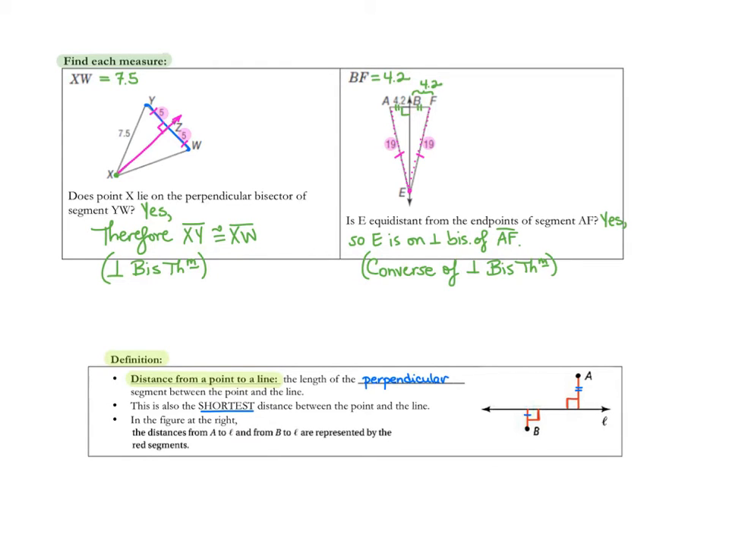And then in the second example, you can tell that E is equidistant from the endpoints of the segment AF. So because these are both 19, that means that this point must lie on the perpendicular bisector of this segment. So that must be a right angle and these must be congruent. Therefore, BF is equal to 4.2. This is the converse of the perpendicular bisector theorem because you're not given that it's a perpendicular bisector, you're using the equidistant in order to get that it's a perpendicular bisector. So if you know it's a perpendicular bisector in the problem, then it's the theorem. This one would be the converse.